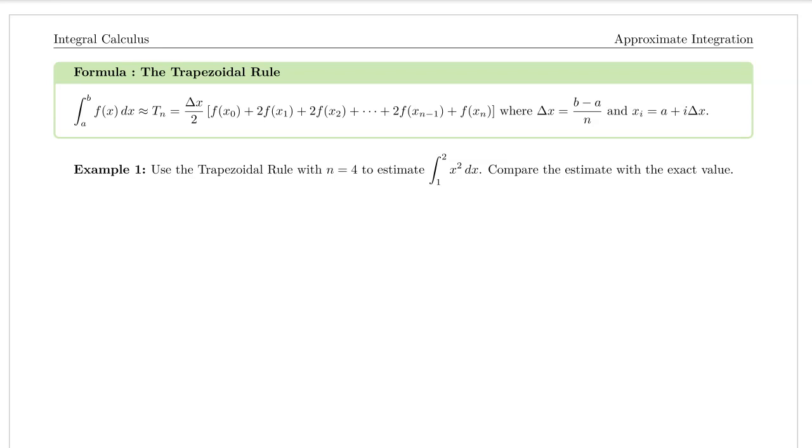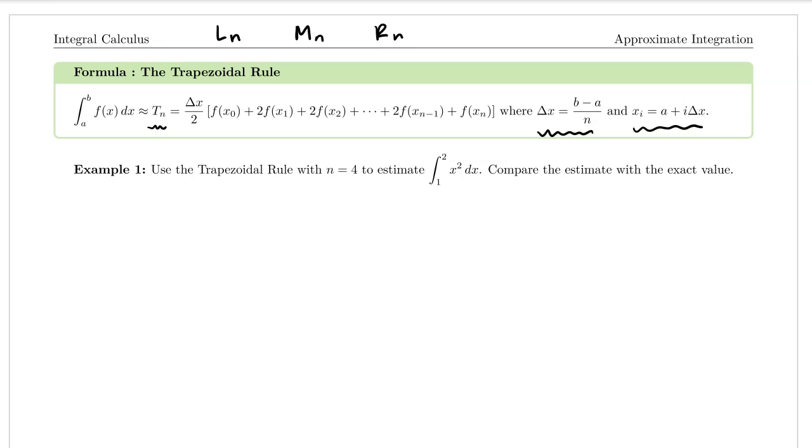And delta x is equal to b minus a over n, and x sub i is equal to a plus i times delta x. We've seen both of these definitions before, so the trapezoidal rule, T sub n, is just the new one. We've also seen this type of notation when we used the midpoint rule, M sub n. When we used the left endpoints for a Riemann sum, we used L sub n, and when we used the right endpoints, we used R sub n. So this type of notation is not new either.